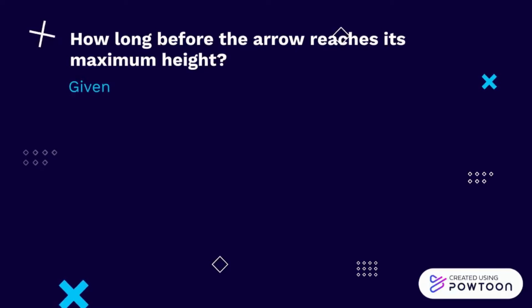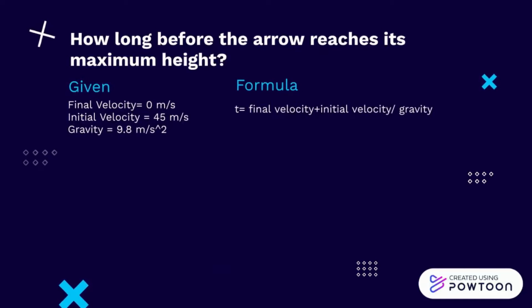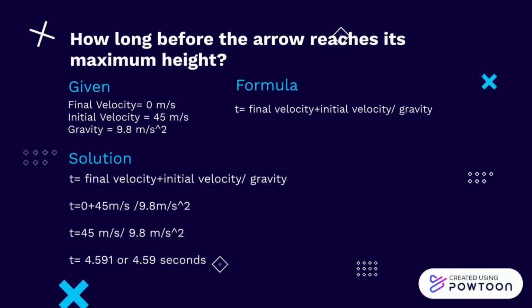In finding the time it took for the arrow to reach its maximum height, we use the formula t equals final velocity plus initial velocity over gravity, which is 9.8 meters per second squared. Here, the final velocity is 0 because the arrow stops moving the moment it reaches its highest peak. After substituting the values, we now arrive at this equation.